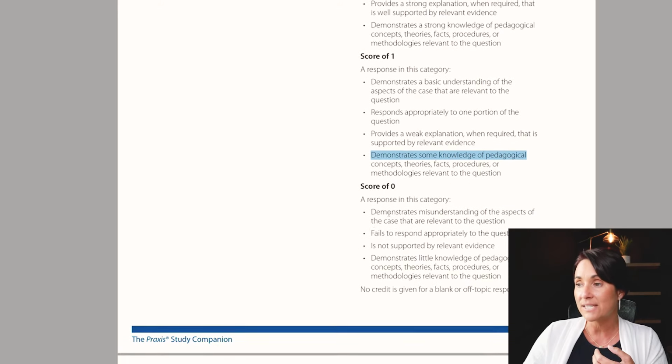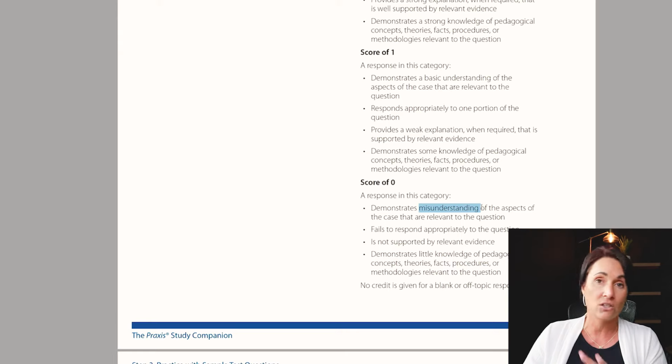And maybe you got a score of a 1 also because you only answered 1 bullet point. That would also probably bump you to a 1. So make sure you answer both bullet points and you already have a chance of getting that 2. And then finally, a score of a 0 demonstrates a misunderstanding, meaning you didn't get what was said in the case study and you're saying something that just isn't true. Fails to respond appropriately, is not supported by relevant evidence, and demonstrates little knowledge of pedagogical concepts, theories, and facts. Okay, so probably not going to get a score of a 0. You're probably going to sit somewhere between a 1 and a 2 if you have the basic understanding of what should be going on in a classroom.